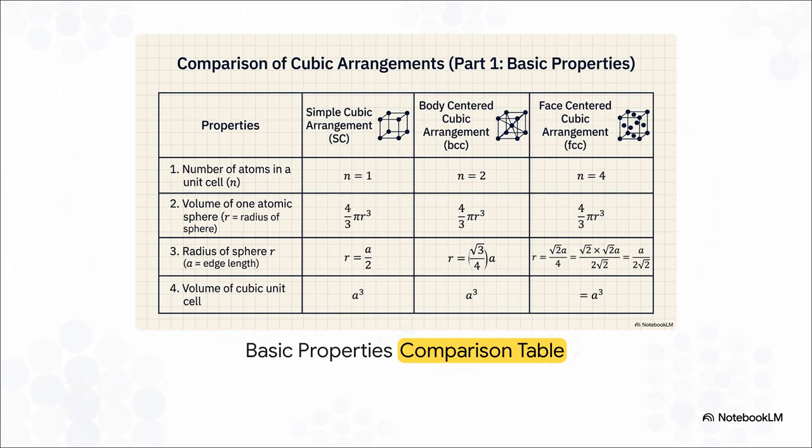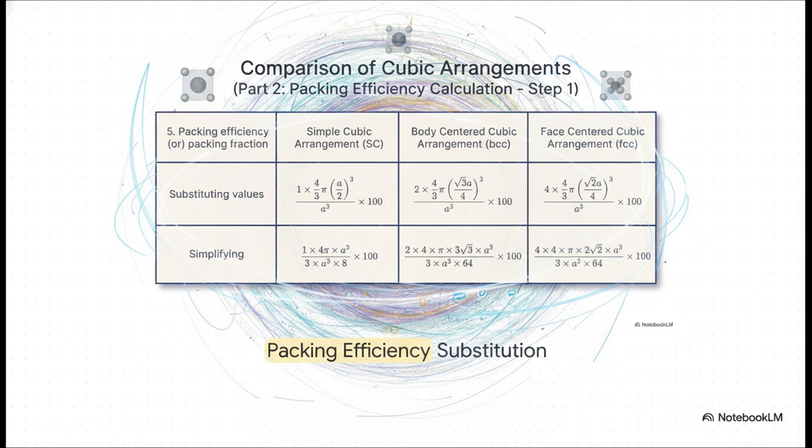Row 4. Volume of cubic unit cell. For SC, BCC, and FCC, it is A cubed. You definitely need to memorize this relationship between radius and edge length. It is the absolute foundation for every calculation we're about to do. Comparison of cubic arrangements Part 2, Packing Efficiency Calculation, Step 1.